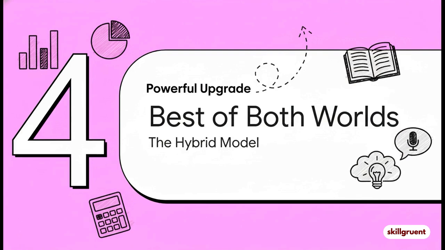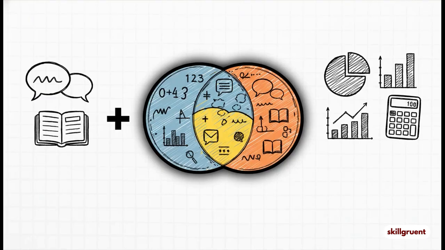What if you need the hard numbers and you need to understand the stories behind them? Well, this is where our blueprint gets a really powerful upgrade. It's called the hybrid approach, or mixed methods research. And yeah, it's pretty much exactly what it sounds like.